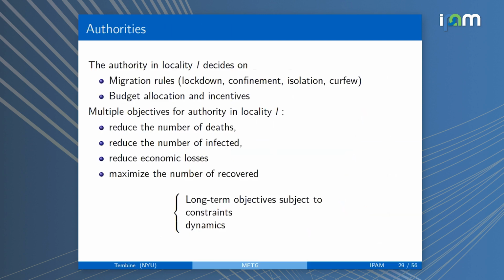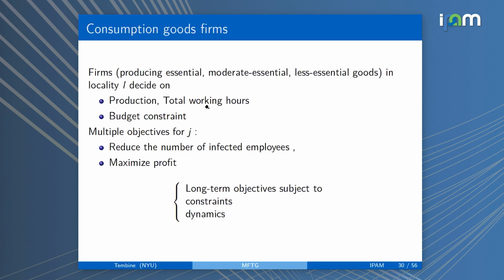All right. So the details about authorities' decision is here. For example, decision is about migration and budget. Objective: reduce the number of that, and I will give you the details on the dynamics. Decisions about firms are here, production and working hours for firms, and they want to maximize their profit, although they don't say that.